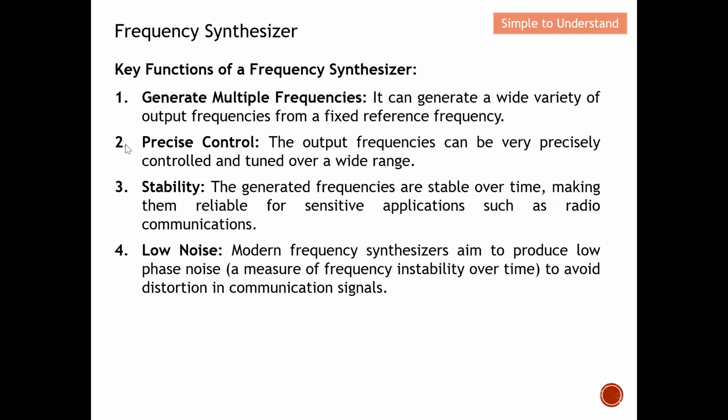Next, on precision control, the output frequency can be very precisely controlled and tuned over a wide range. Which means that for a frequency synthesizer, you can produce a very accurate desired output frequency, and moreover they can tune over a wide range, which means the range that they can tune is considered very wide. So hence, this is the desired property for a frequency synthesizer.